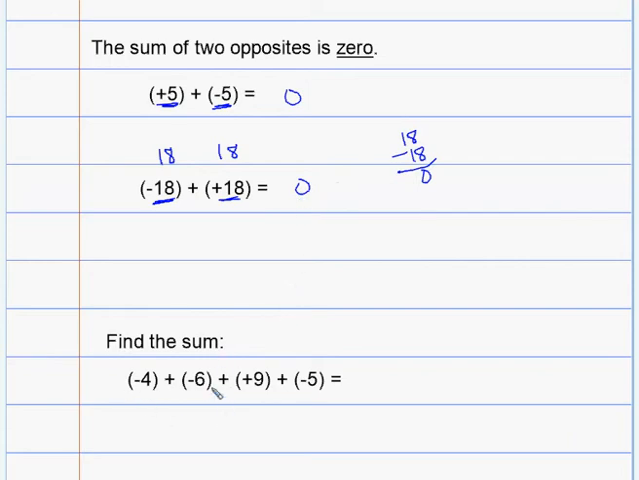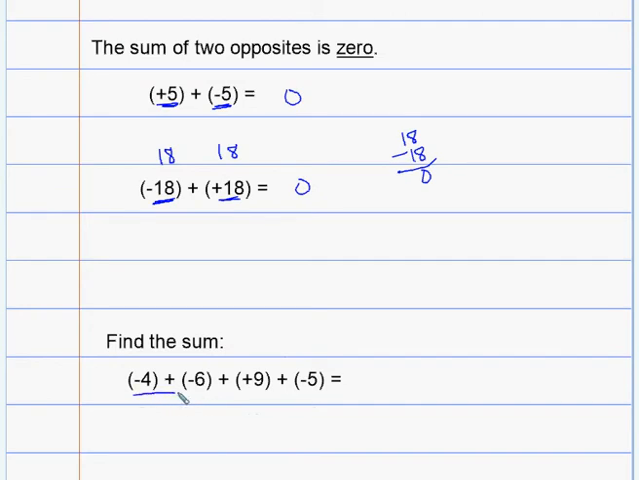Now, last problem for you today. Here's a find the sum problem. We have 4 numbers that we're going to add together. 3 of them are negative and 1 is positive. Now, you can go left to right using order of operations and find the sum of the first 2, then the next one, then the next one. Or you could rearrange these and find negative 4 plus negative 6 plus negative 5, and then add that with positive 9. You can find the sum of all the negatives first and all the positives, then find the difference between the two. That's completely up to you which way you want to go.